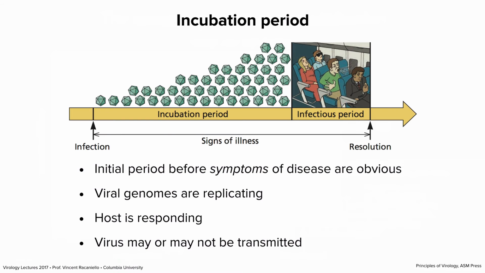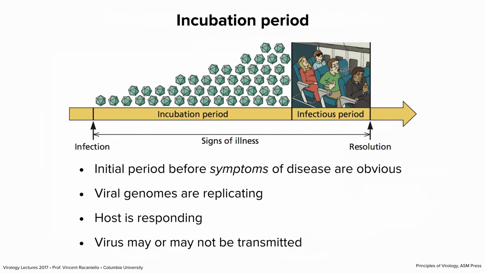An important concept for all infections, acute or persistent, is the incubation period, which I define as the initial period before symptoms of disease are obvious. During the incubation period, viral genomes are replicating, the host is responding. So there are clearly signs of illness. Signs are the things you need to measure to find out. The person can't tell you about the signs of illness, but we can certainly measure virus reproduction and the response of the host. So during the incubation period, we have signs of illness as shown in the graph.